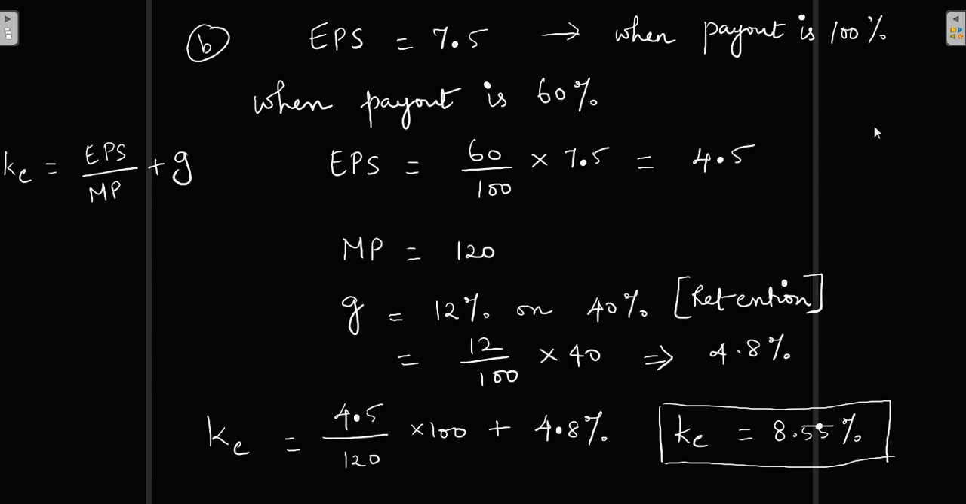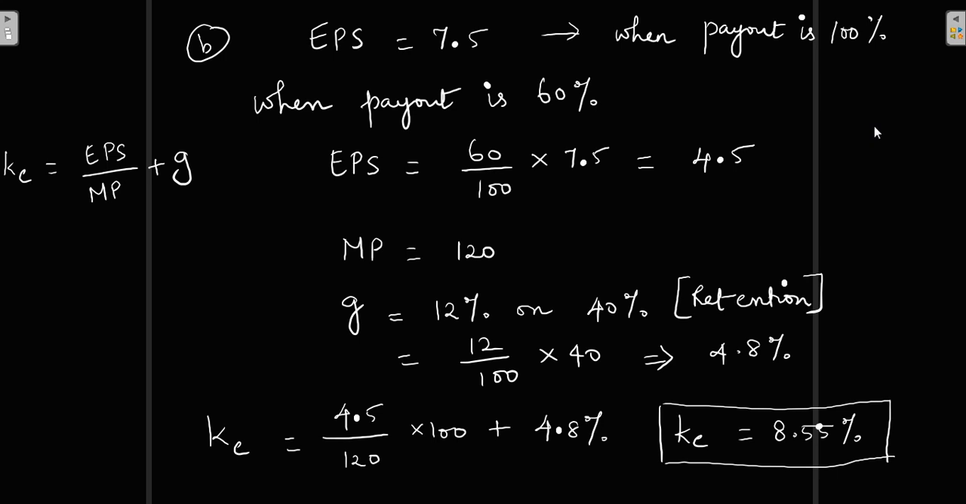Now let's move on to the second part of the problem. In the first part of the problem, it was assumed that the payout is 100%. So for 100% payout, the earnings per share was 7.5. So we have to find out what will be the EPS when the payout is 60%. So 60% of 7.5 is 4.5 and market price being 120.